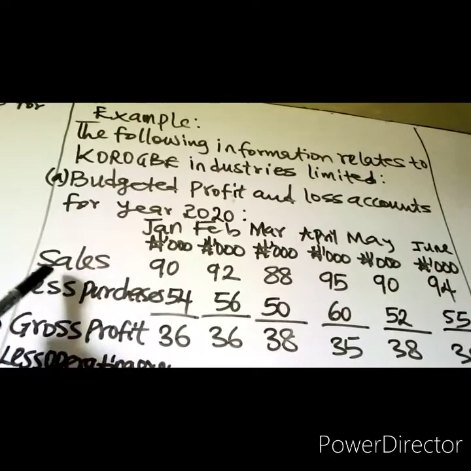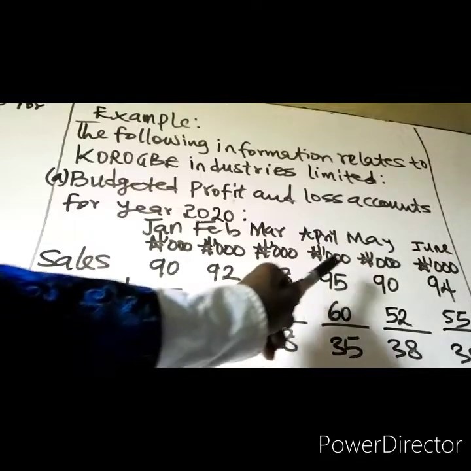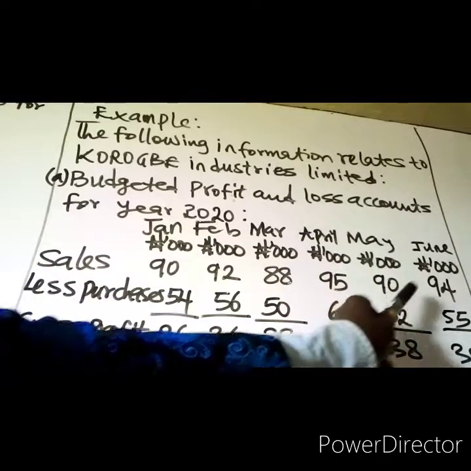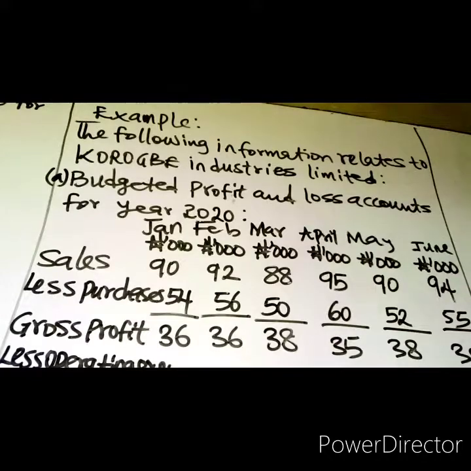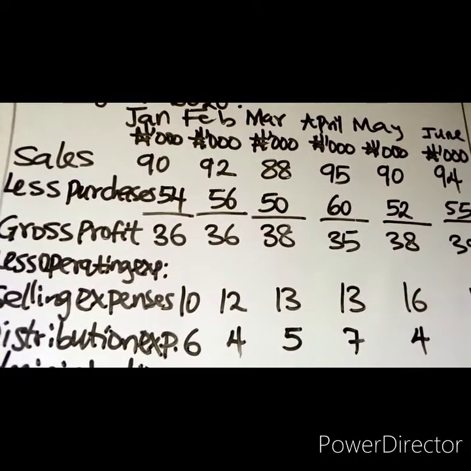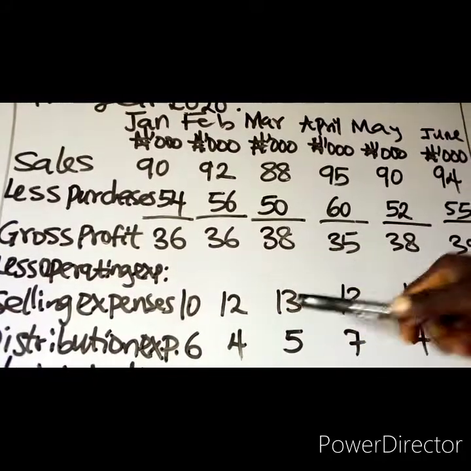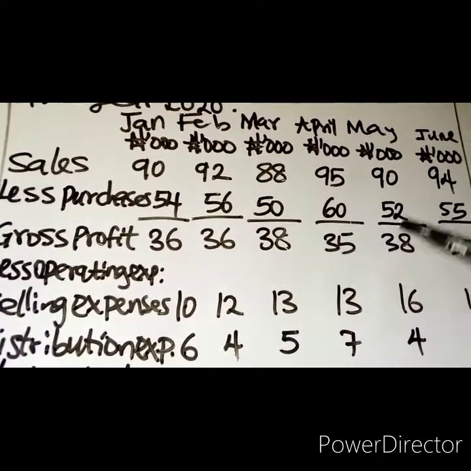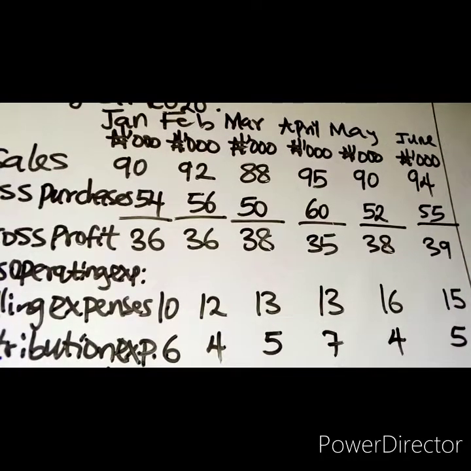Everything is in thousands. You are given sales of 90, 92, 88, 95, 90, and 94. Then you have less purchases: 54, 56, 50, 60, 52, and 55. Then you have gross profit: 36, 36, 38, 35, 38, and 39.